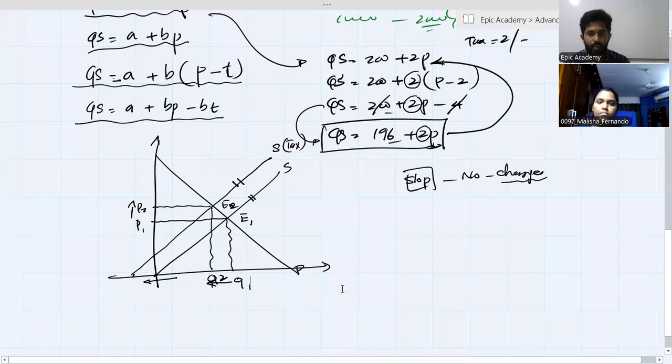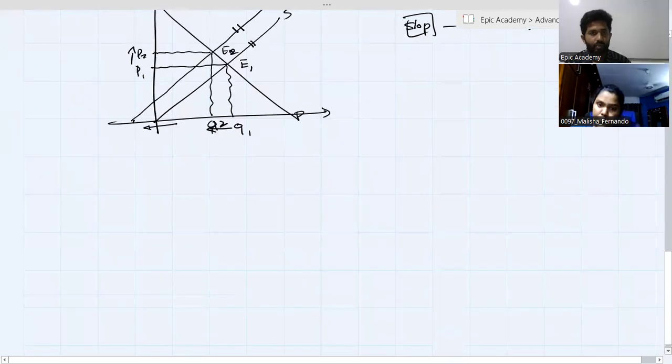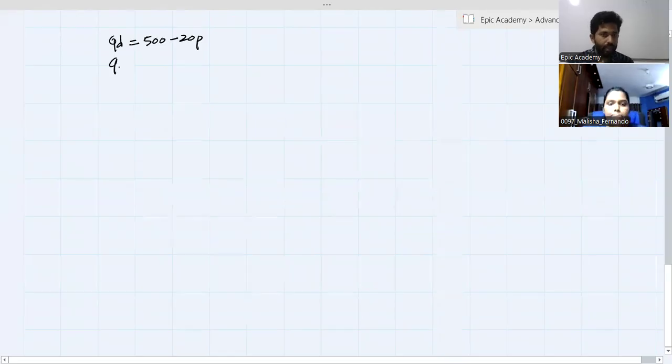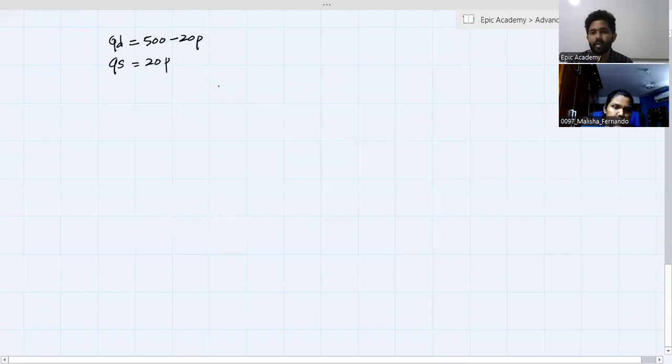Right. Then copy these two equations into your notebook. QD equals 500 minus 20p. QS equals 20p. There's no value for the A. So these are the two equations. Just copy those two equations into your notebook.